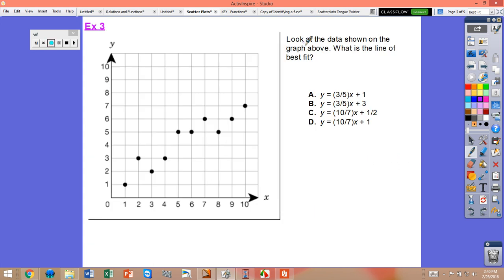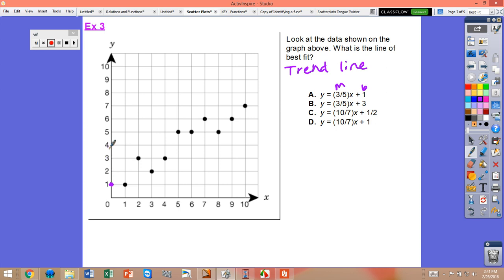Example 3, look at the data shown on the graph above. What is the line of best fit? So this is basically asking you about your trend line. If I were you, what I would do is I would go to the answer choices and I would plot each graph. So I have my y-intercept here. This is my slope. So I'm going to begin with my B and move up 3 and run 5.